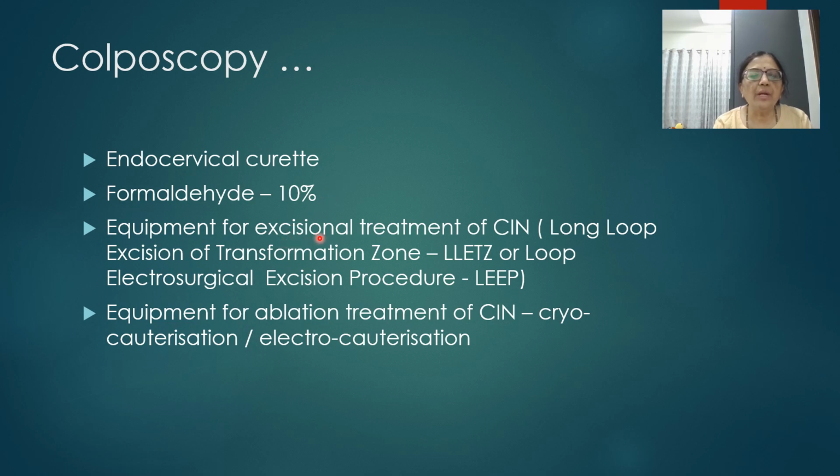Whenever we are doing this in the same room or in the same setting, we should have the facility for treatment also. Treatment can be either excisional treatment or ablation treatment. For excisional treatment, we do a large loop excision of the transformation zone, that is LLETZ, and another name for the same procedure is loop electrosurgical excision procedure, that is LEEP. So LLETZ or LEEP if the facilities are available, or if not, and we have to go for ablation treatment, equipment for cryocauterization and electrocauterization should also be available.